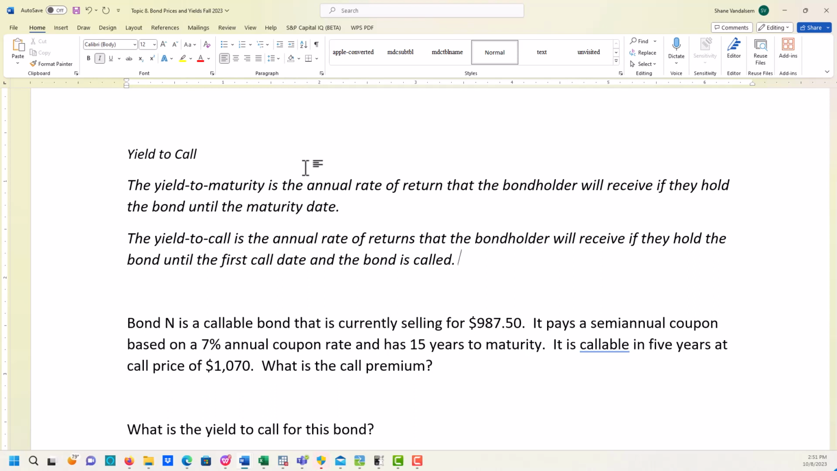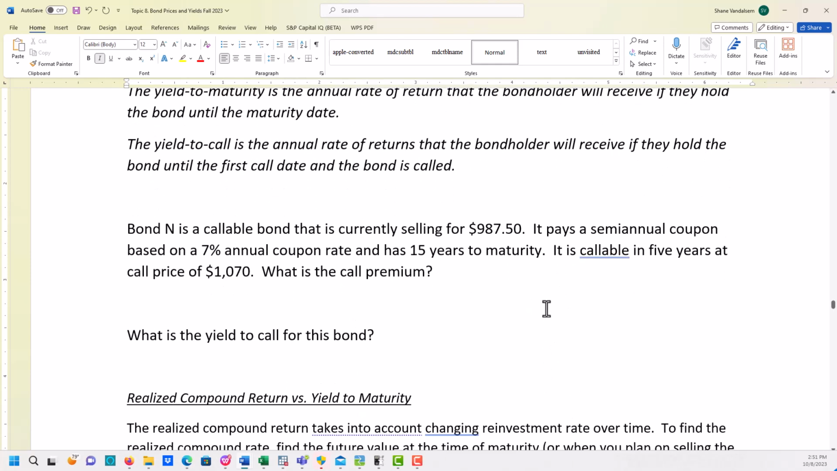So bond N is a callable bond that is currently selling for $987.50. It pays a semi-annual coupon based on a 7% annual coupon rate and has 15 years to maturity. It is callable in 5 years at a call price of $1,070. So the first thing is, what is the call premium?